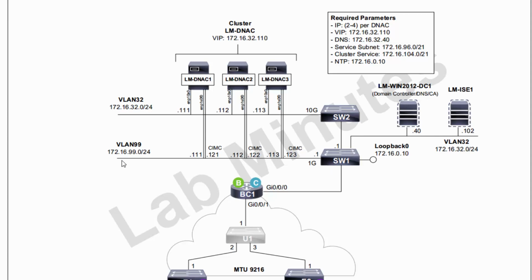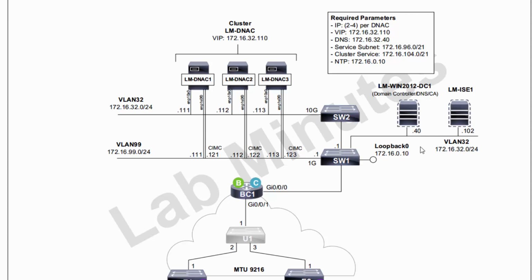And out-of-band management is VLAN 99 with the subnet 172.168.99.0. Each DNAC has its out-of-band management interface as well as its CIMC interface connected to this out-of-band management VLAN 99. And these are their corresponding IPs. All right, so 99.111, 112, 113 for the out-of-band management IPs, and 121, 122, and 123 for their CIMCs. Since these are just 1 gig copper ports, they go directly to switch 1.